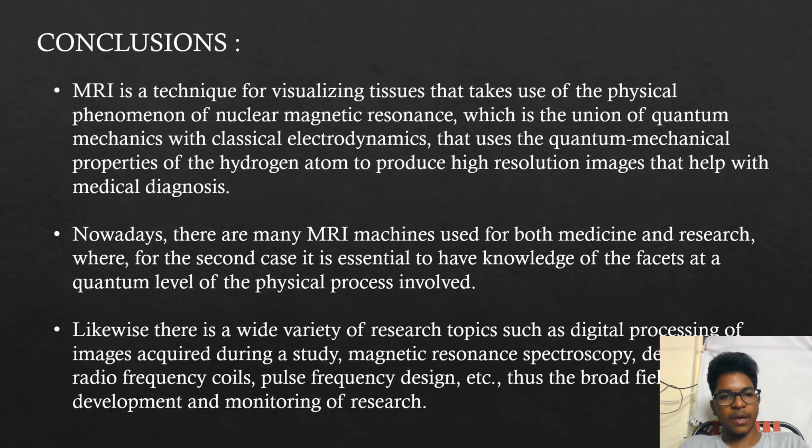Conclusion: MRI is a technique for visualizing tissues that makes use of the physical phenomenon of nuclear magnetic resonance, with the union of quantum mechanics and classical electrodynamics. It uses the quantum mechanical properties of the hydrogen atom to produce high resolution images that help with medical diagnosis. Nowadays, there are many MRI machines used for both medicine and research, where in the second case it is essential to have knowledge of the quantum-level aspects of the physical processes involved.